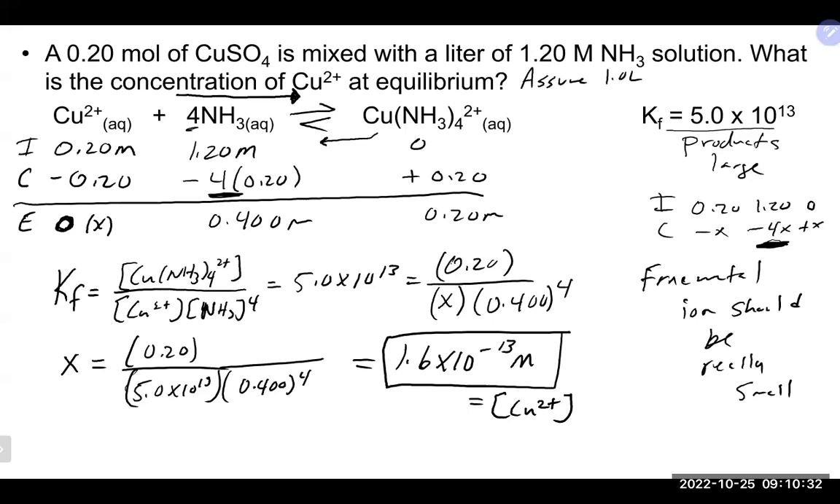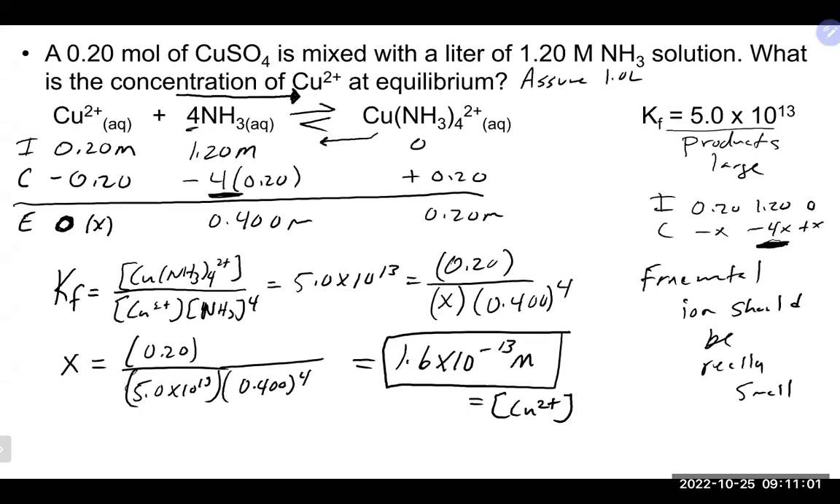Because of the K value, all the metal will get used up, but some of it will come back. And if you do solve for the amount of free metal ion in solution, it should be a really, really small amount that is left. Any questions on that part there? So here, if you were to calculate the copper ion concentration and you got a large number, something probably went wrong. Any questions on that one?